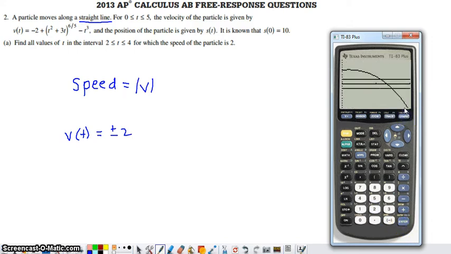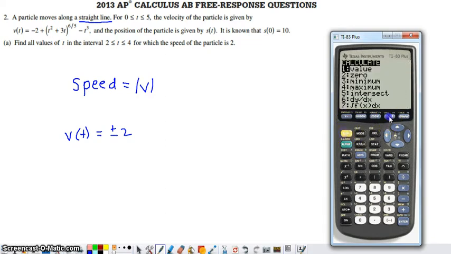And so what this shows is that there's a point right here where the velocity of the object is positive 2, and therefore the speed is also 2. And then there's a point right here where the velocity of the object is negative 2, and therefore the speed of the object is positive 2. So I'm going to have to use the calculator to figure out what this t value or x value is, and then also what this t value or x value is.